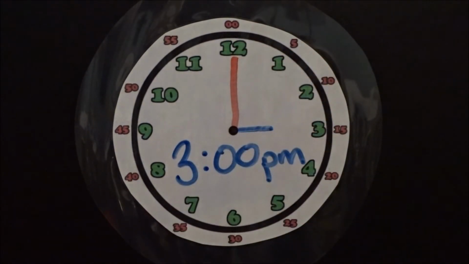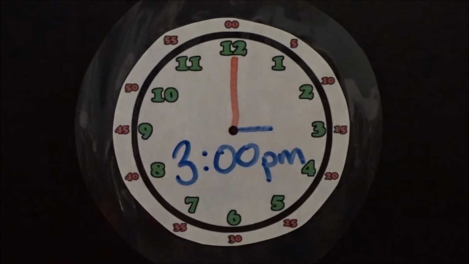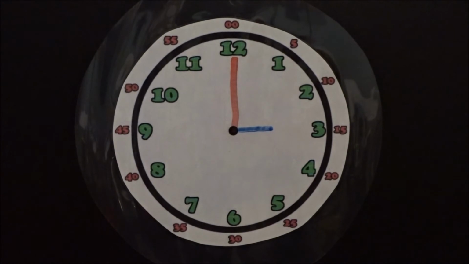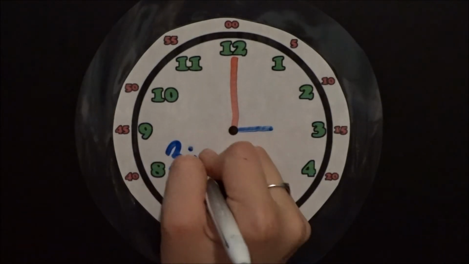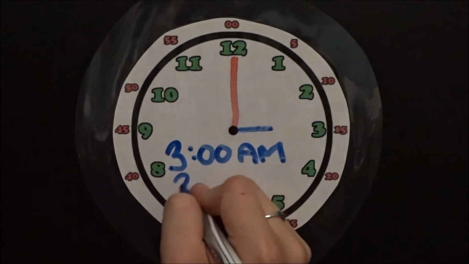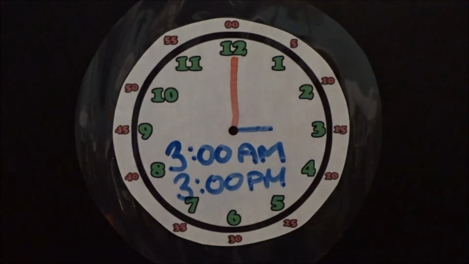But that exact time, if we imagine this 3 o'clock wasn't there, we'll take it away, that exact time means 2 different times in a whole day. So it'll mean a time in the morning and it'll mean a time in the afternoon. If it's in the morning, it's going to be 3 o'clock a.m. If it's in the afternoon, it's going to be 3 o'clock p.m.